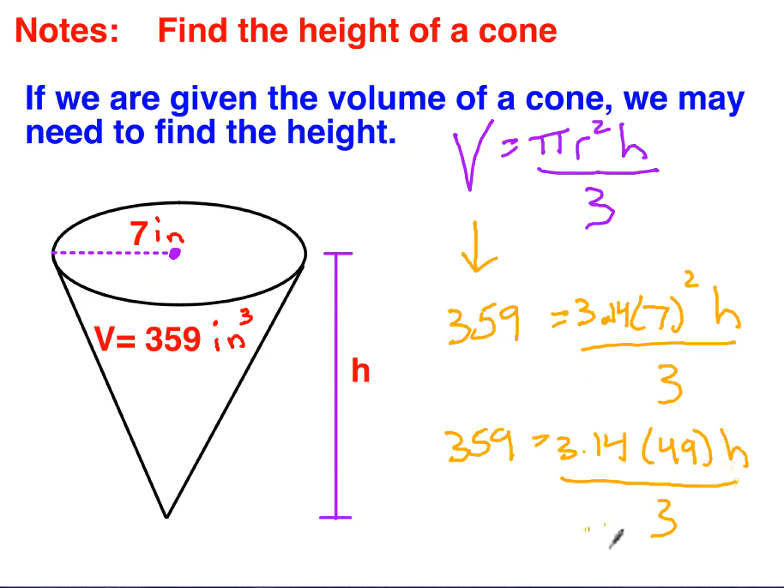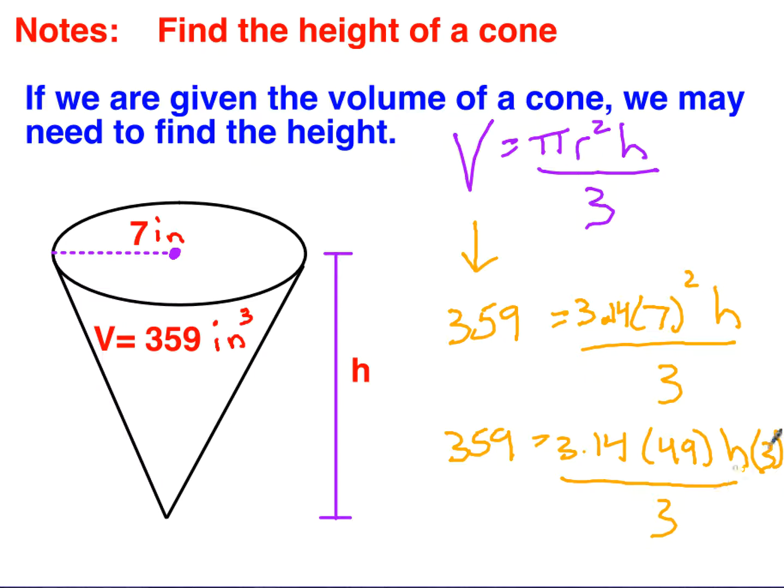This divided by 3 is what makes it look complicated, actually. So let's just get rid of it. We want to get rid of that first, because it makes our life a little bit easier. To get rid of it, I just multiply by 3. I do the opposite, because the opposite of division is multiplication.